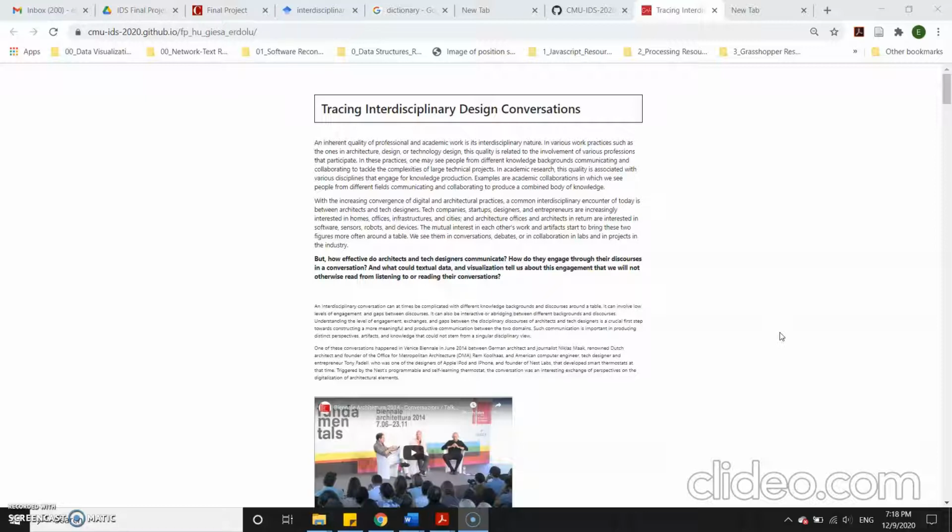Because of different knowledge backgrounds and discourses, an interdisciplinary conversation can at times involve low levels of engagement, as well as exchanges and gaps. Producing insights on these between the disciplinary discourses of architects and tech designers is our goal in this project. Understanding these is a crucial first step towards constructing a more effective communication between the two, which could produce distinct perspectives, artifacts, and knowledge.